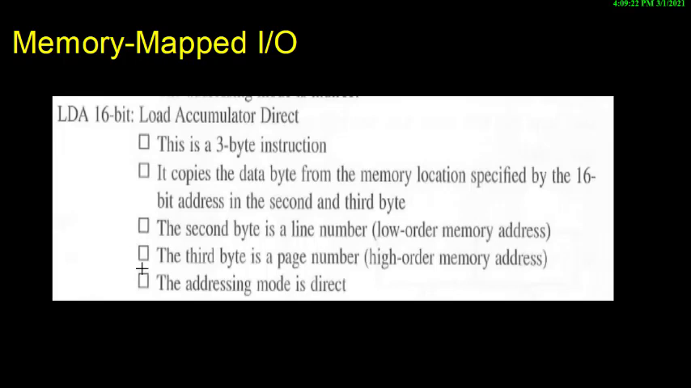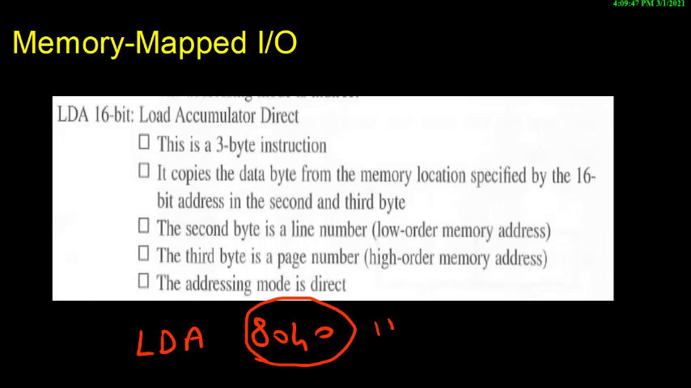Let us see one example. Suppose we write this LDA instruction, LDA 8040. This instruction copies the contents of the 8040 memory location. So whatever is stored at the 8040 memory location is stored in register A. Suppose the data byte stored at location 8040 is 11, this data gets stored in register A. So this is a 3-byte instruction.